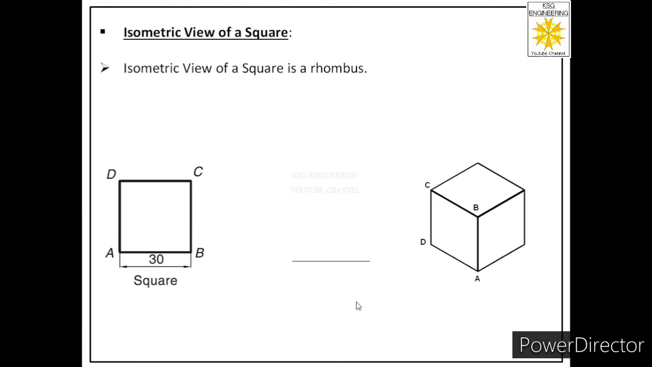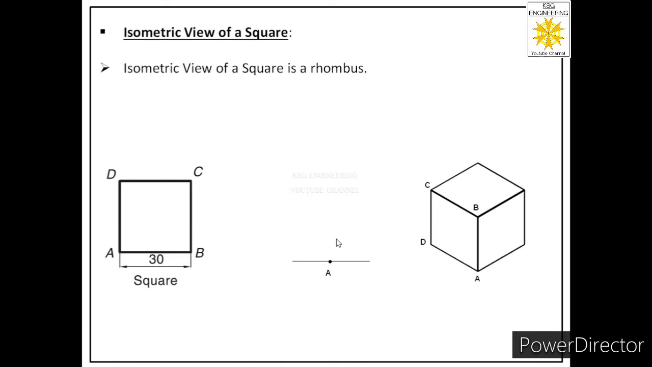So first step is draw a horizontal line, mark a point and consider that point as the left corner of the square. Label it as A. Now we need to draw left isometric view. It means now we have to use left isometric axis. So on that axis we will draw the length of the face, which is 30.